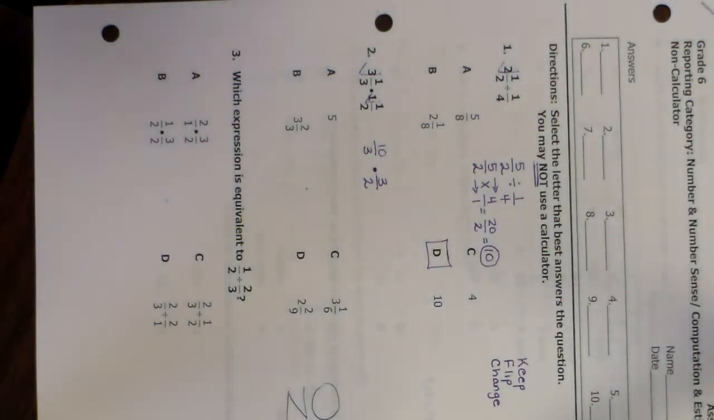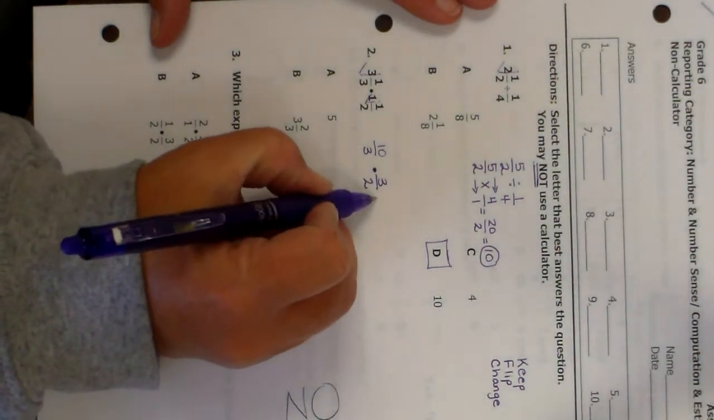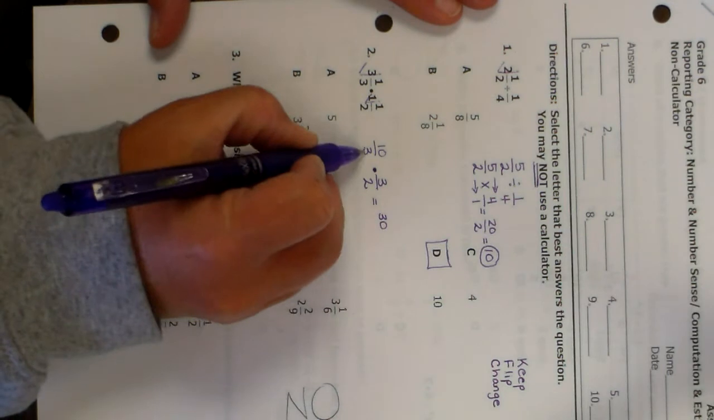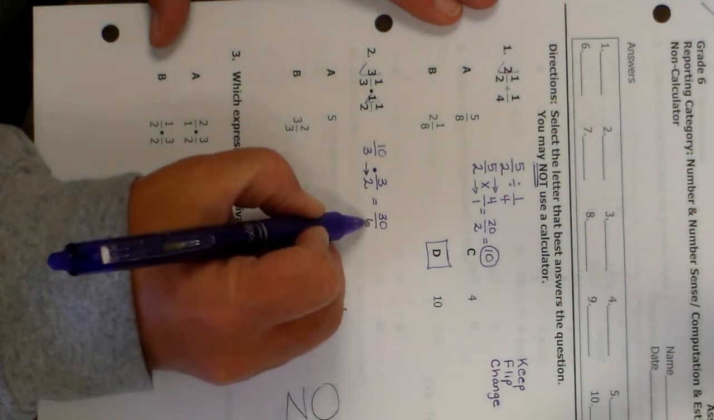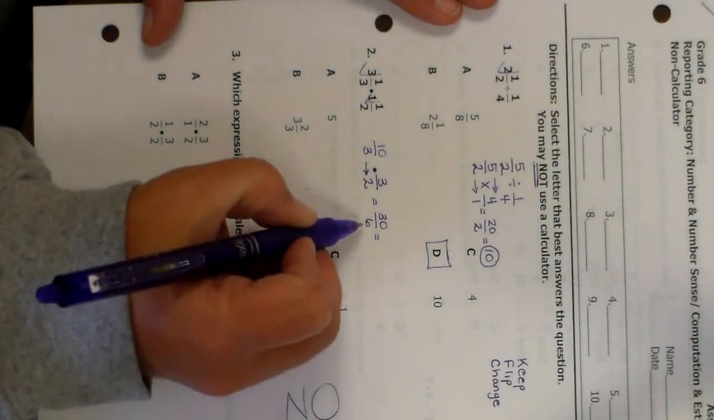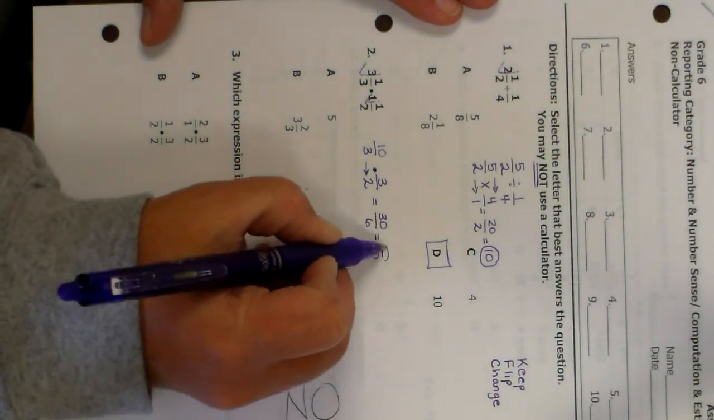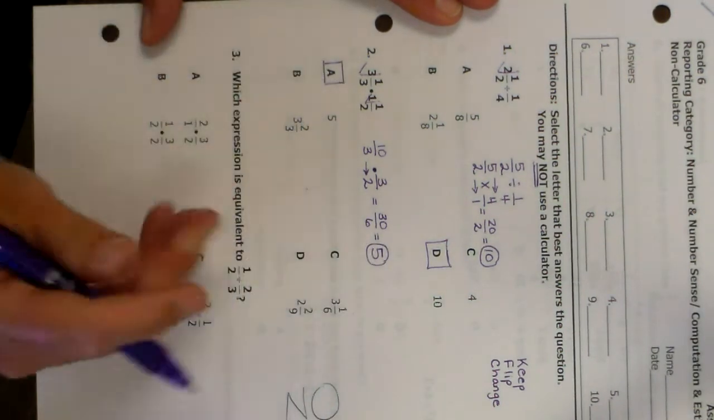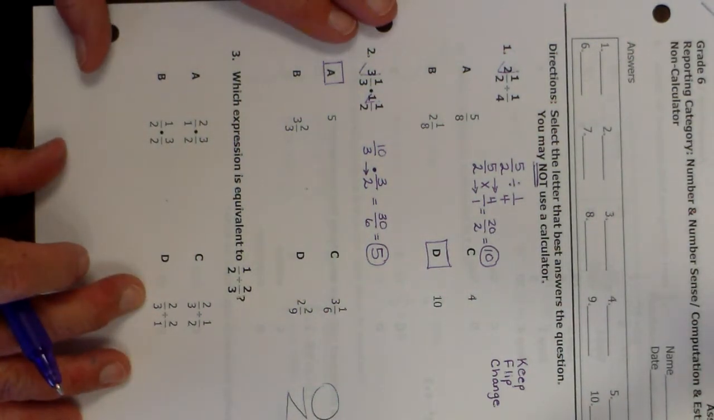Multiplying, it already is a multiplication problem. So multiplying fractions ain't no problem. Top times top, bottom times bottom. 3 times 10 is 30. 3 times 2 is 6. And then I must simplify the fraction. How many 6's are in 30? A total of 5, for a best answer choice of 5.